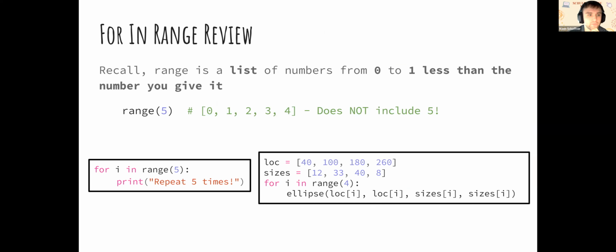Okay, a quick review of last week's content. If you recall, range is a list of numbers that we talked about for our for loops, from 0 to 1 less than the number that we specify. So if we do range 5, we get a list of numbers from 0 to 4. This can be used to repeat a task a certain number of times, or to index a list, and it can be used to index multiple lists.